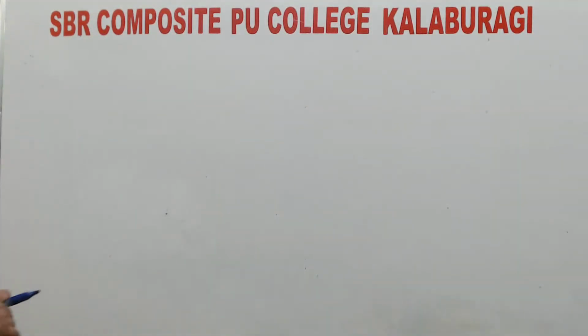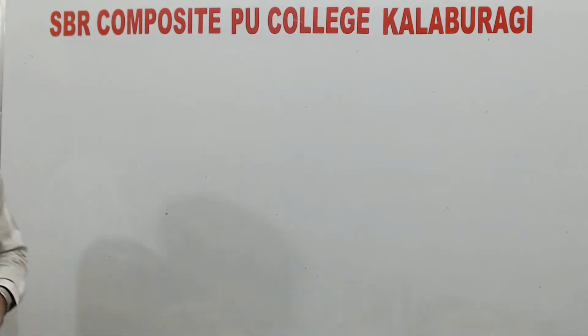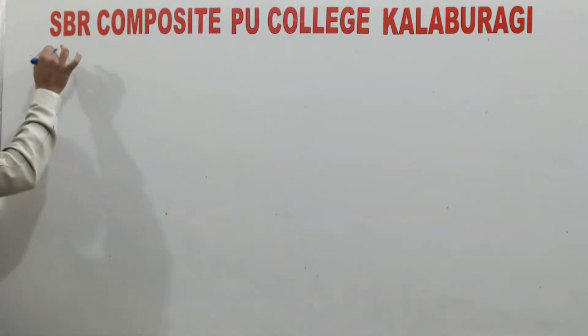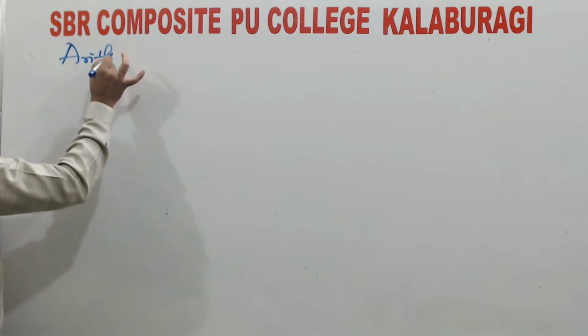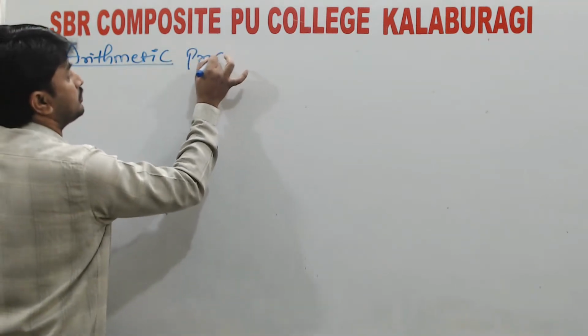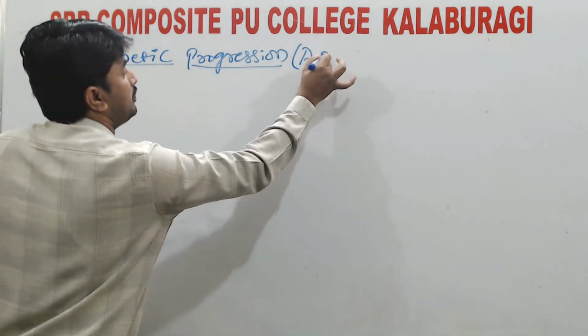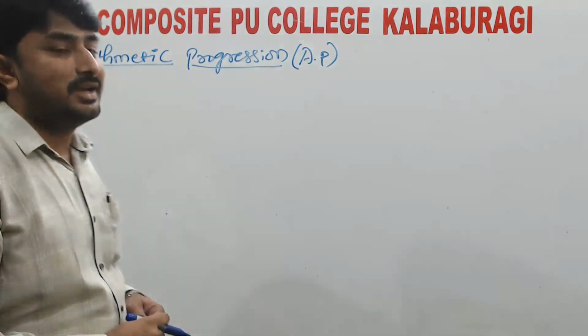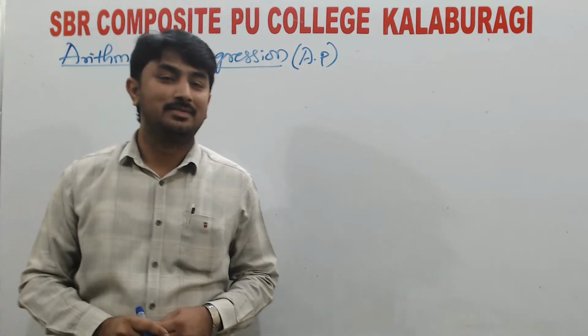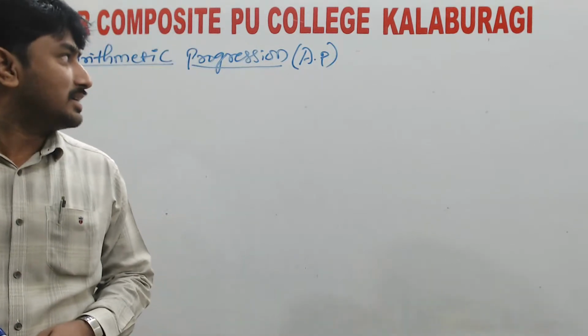Up to this, the first exercise 9.1, based on a few examples, is completed. Next, we go to the standard process, arithmetic progression. I will start now. Arithmetic progression. In the short form, it is called AP. You have already studied arithmetic progression in class 10th. Already you know the value and its term, its formula, but I will explain once again.